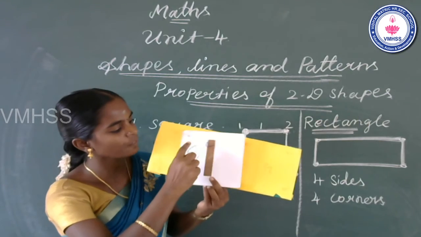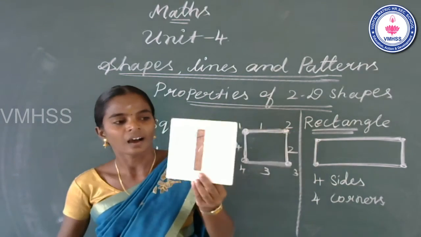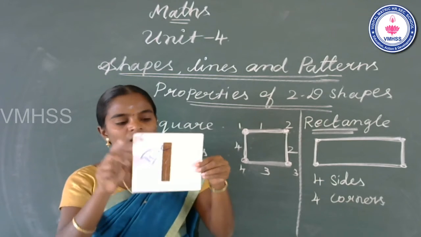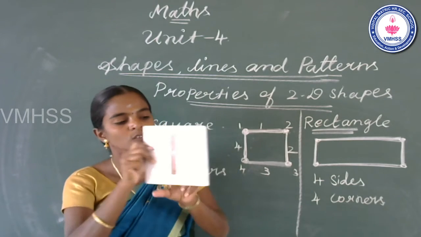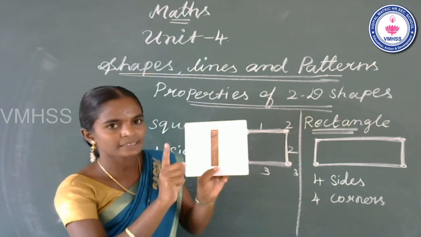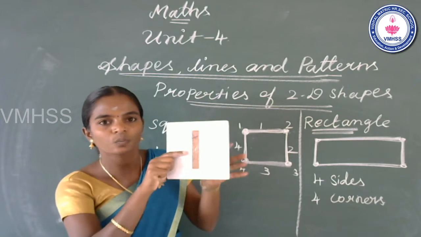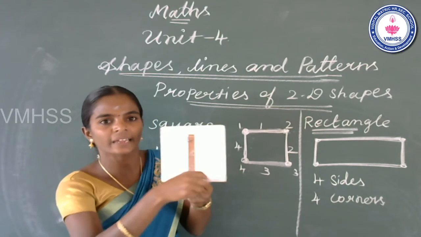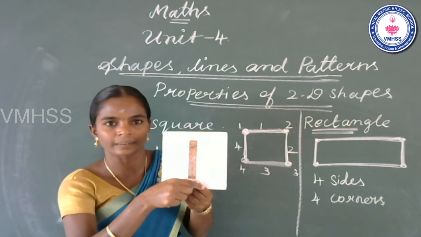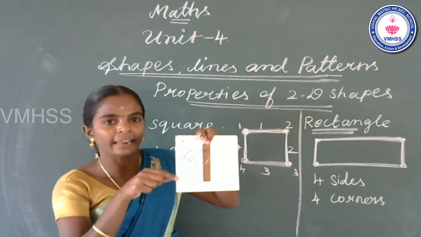The square shape has all sides equal. There are four sides, and the four sides are equal. This side, next one, next one, next one. So the four sides are of equal length.